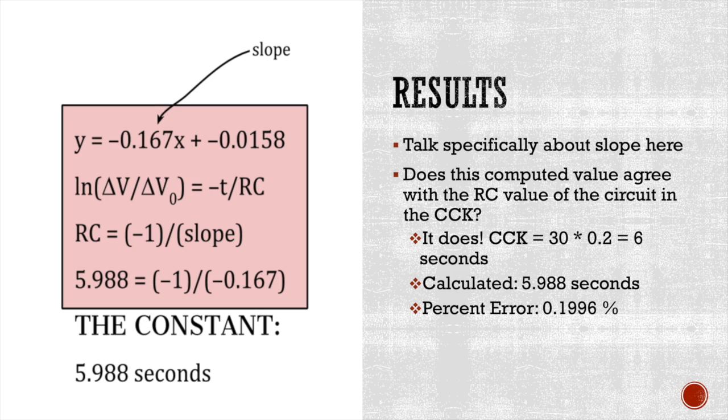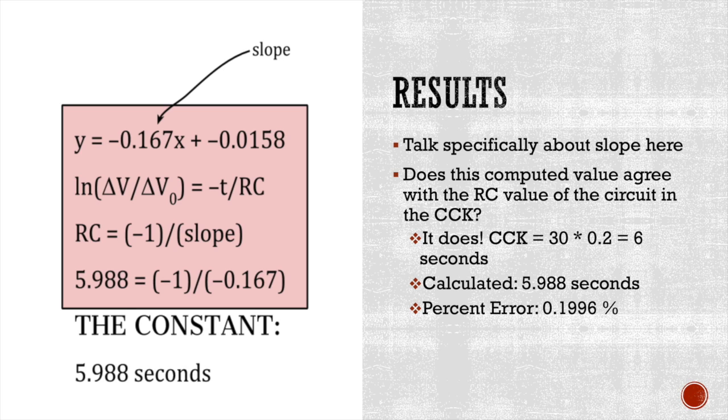So looking at the equation that we obtained, we're going to solve for our RC constant that should be close to 6 seconds. To solve for our RC value, you can see in the calculations on the left, we simply did negative 1 over the slope, and we obtained our RC constant as 5.988 seconds. As we can see, 5.988 is very close to 6, and we can demonstrate this by calculating the percent error to be 0.1996%.